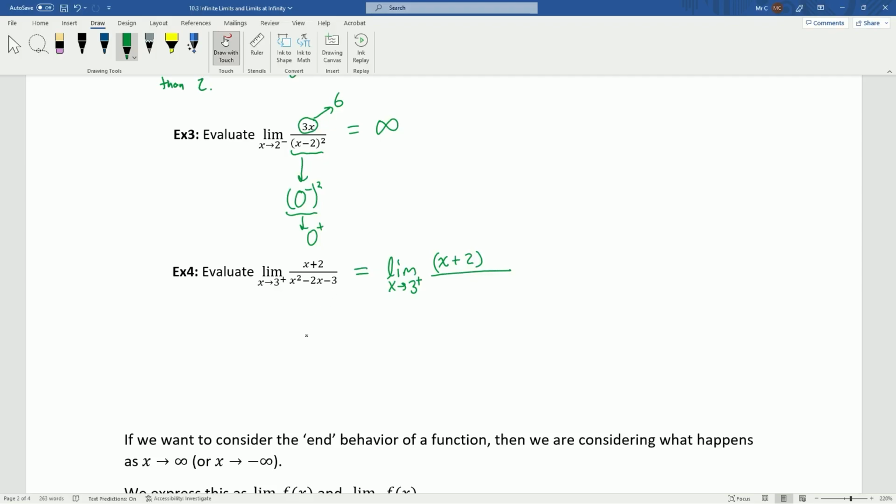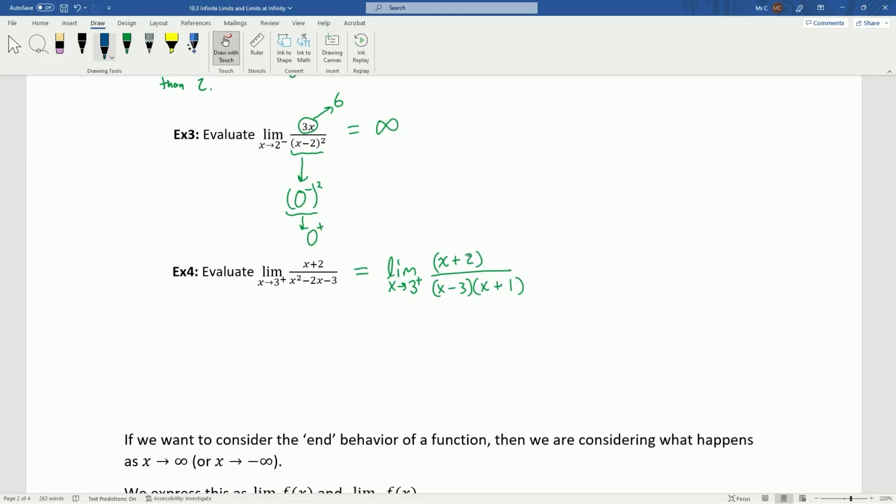You get conflicting information. So whenever we get a problem like this, if at all possible, we always want to factor any quadratic expression we get so that we can make it easier to work with. And when I factor this, I get factors of negative 3 that add to negative 2. That's minus 3 and plus 1.